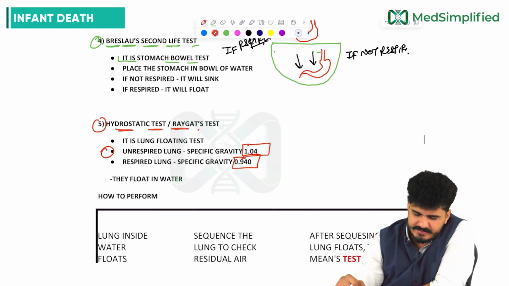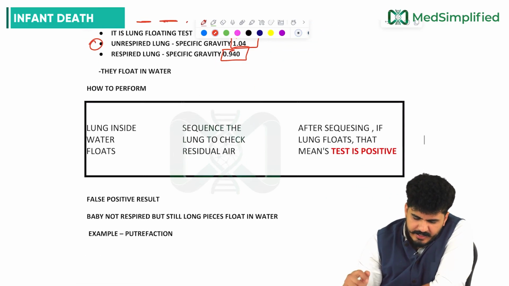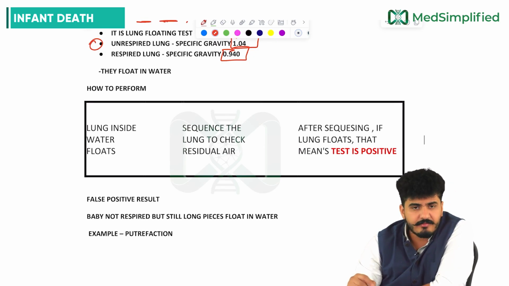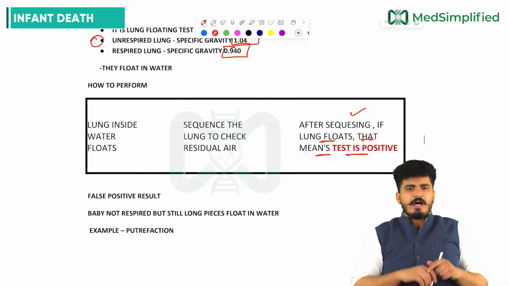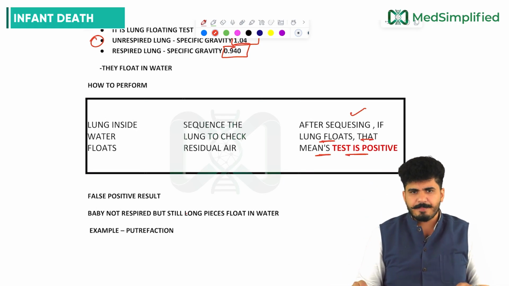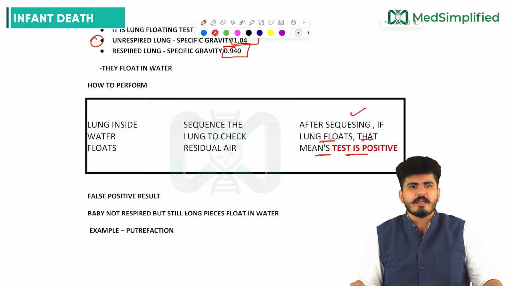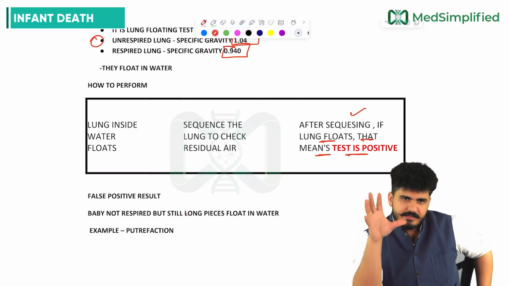How to perform this test, my dear friends? The lung is placed inside the water and floats normally. Then the lung is squeezed to check for residual air. After squeezing, if the lung floats, that means the test is positive. So how to perform this test, after squeezing the lung in the water?